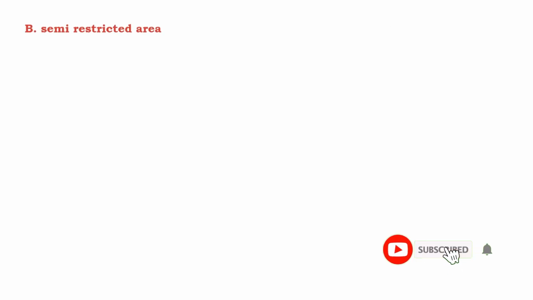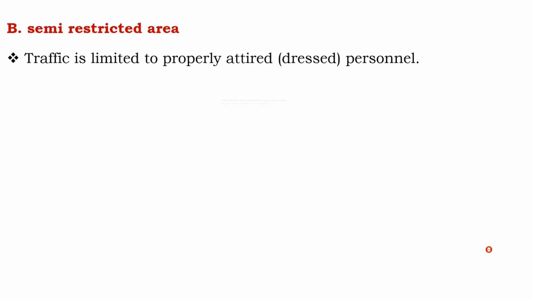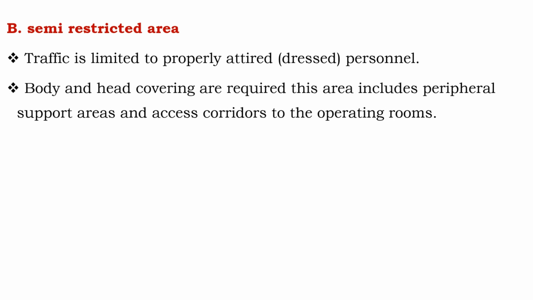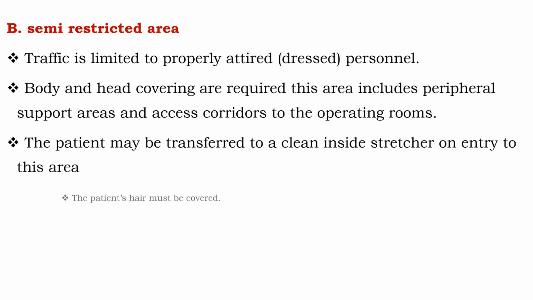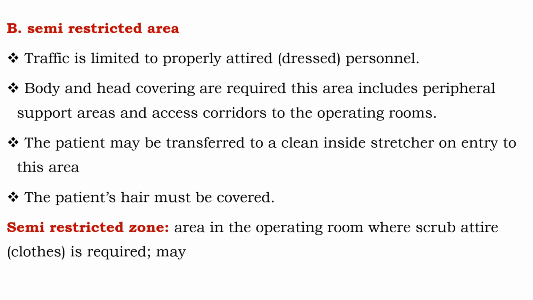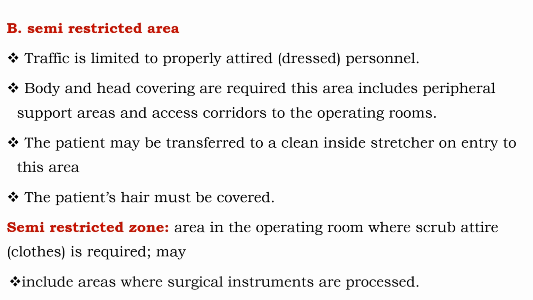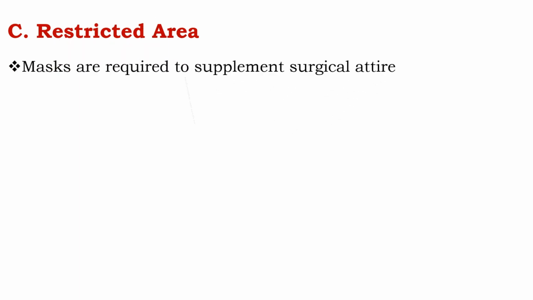B. Semi-restricted area. Traffic is limited to properly attired personnel. Body and head covering are required. This area includes peripheral support areas and access corridors to the operating rooms. The patient may be transferred to a clean inside stretcher on entry to this area. The patient's hair must be covered. Semi-restricted zone: area in the operating room where scrub attire, clothes, is required, and may include areas where surgical instruments are processed.